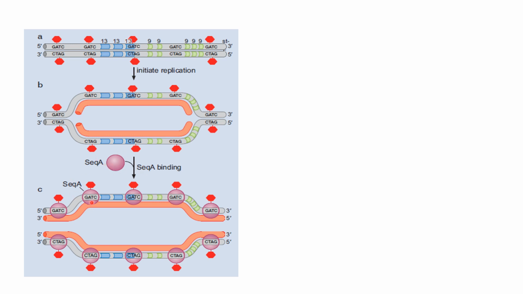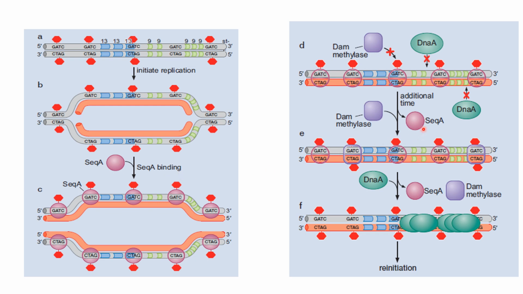Now, how does this binding of SeqA regulate the process of replication? Once SeqA binds in these regions, it will prevent the Dam methylase, which carries out the methylation on these adenines. So it will inhibit the binding of the Dam methylase and it will inhibit the binding of DnaA. When there is no binding of DnaA, there will be no replication. So it gives additional time basically.